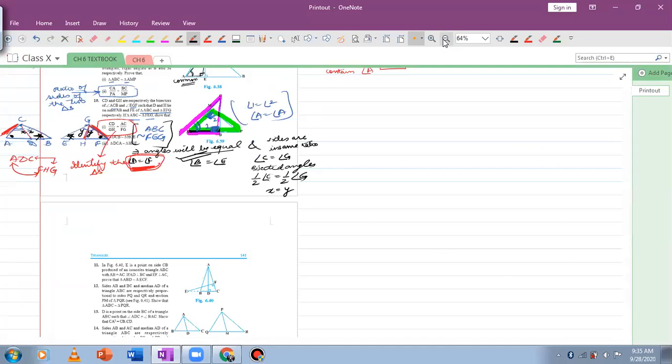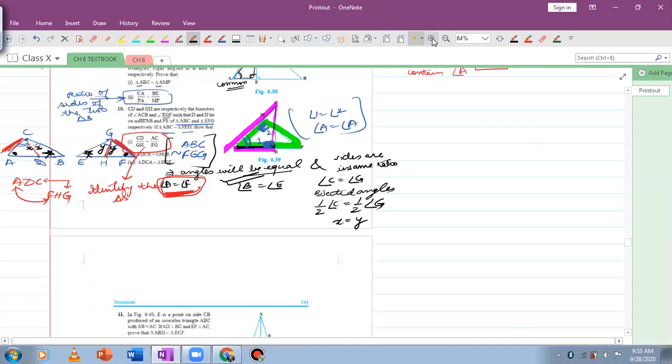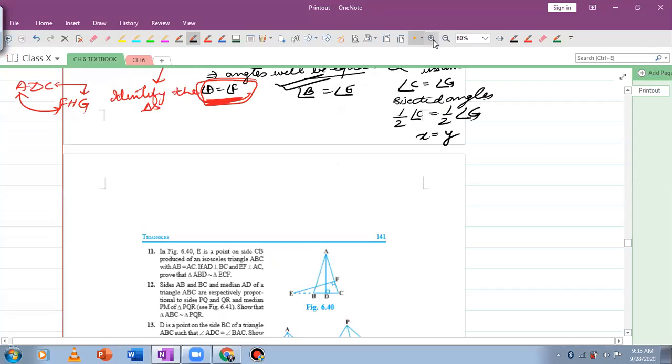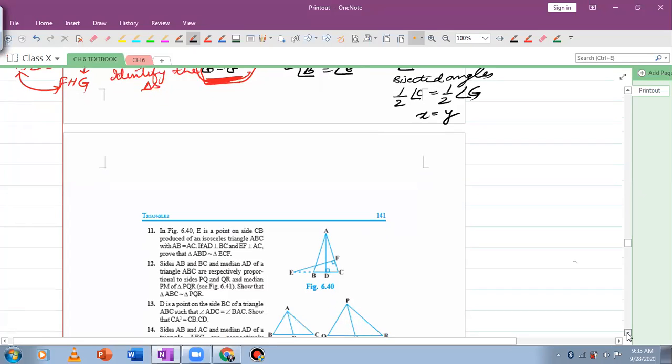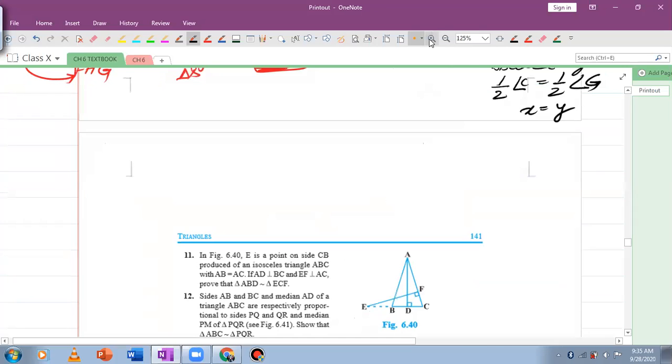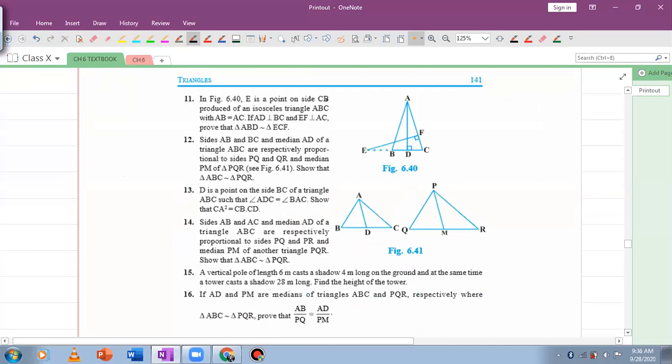Question number 11. Now this page actually contains important questions. You have an isosceles triangle ABC. The figure is given on the right. And E is a point on the side BC which has been extended. So CB is produced, starting from C towards B, and it has been extended up to a point E.